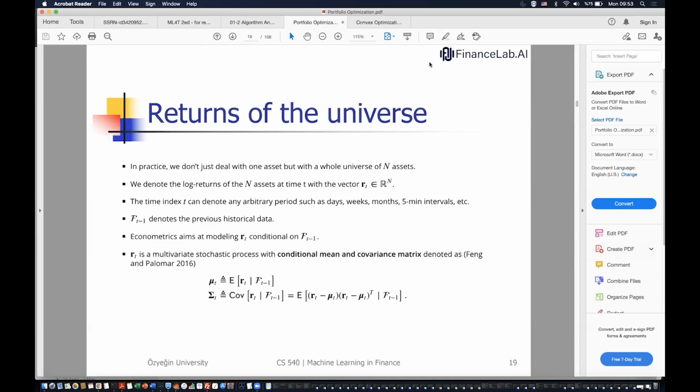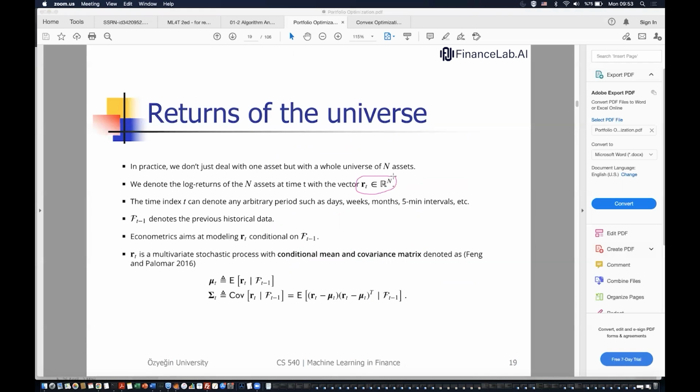So in finance, whenever we are dealing with portfolio construction, we deal with n assets instead of one asset, as in the single asset case. And in this case, we use the log returns of these n assets. This is known as R_t. Given n assets, this is the log return vector of these n assets.